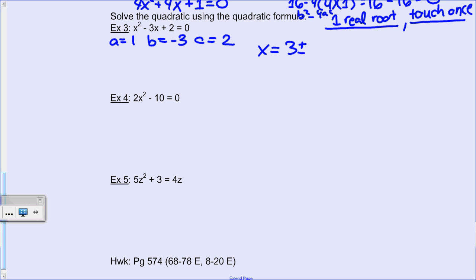Plus or minus the square root of b squared. What's negative 3 squared? 9 minus 4 times 1 times 2, over 2 times 1. That's it. That's it. So now all we have to do is simplify. It's already rationalized for us. So nice. Just remember, you have to do your multiplication first in the discriminant. So 4 times 2.